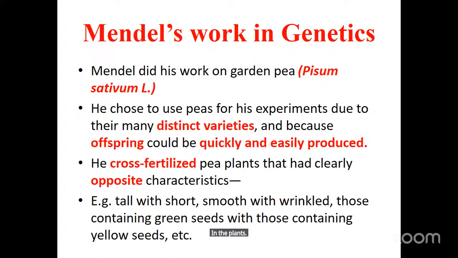Okay, you notice that some of the plants, in terms of height, some are tall and some are short. In terms of the seed shape, or the texture of the seed, some are smooth, while some are wrinkled. So you notice contrasting pairs, even in their seed color and in the flower color. So they show contrasting characters. And that is what fascinated him to work on that.